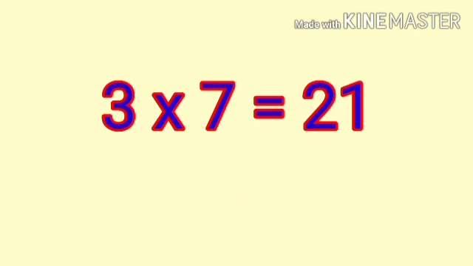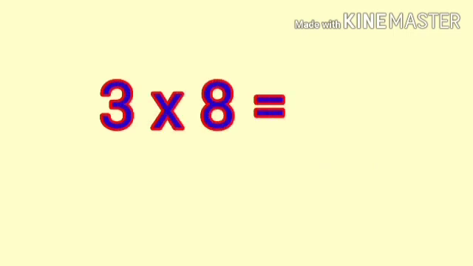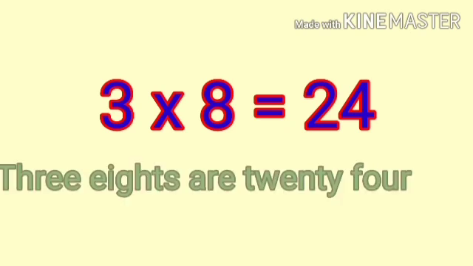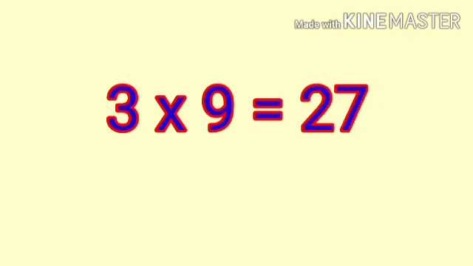3 into 7 is equal to 21. We can read it as 3 sevens are 21. 3 into 8 is equal to 24. We can read it as 3 eights are 24.